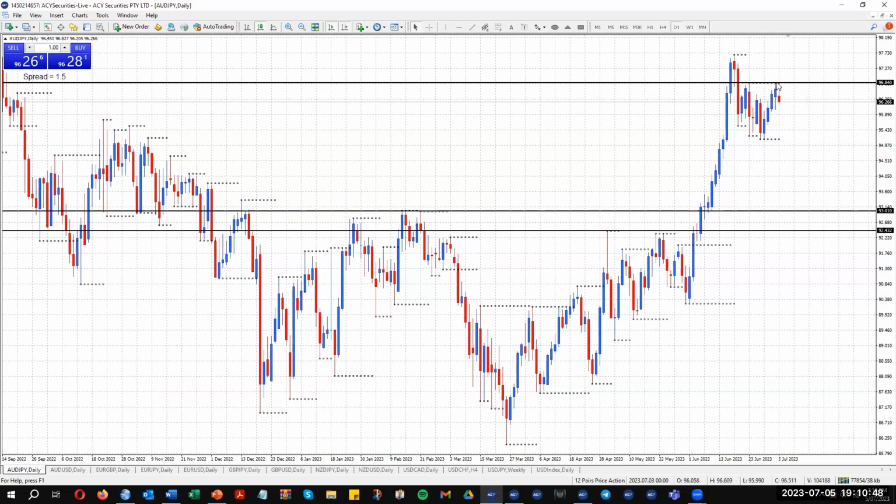And maybe we're forming a little double top there at that resistance level. So maybe we're going to get a change of the structure to the downside into the new month. All right. So that's what happened on the Aussie yen last month.